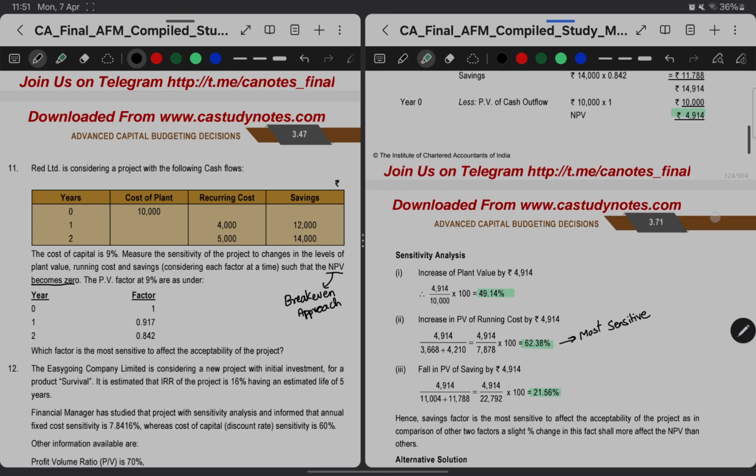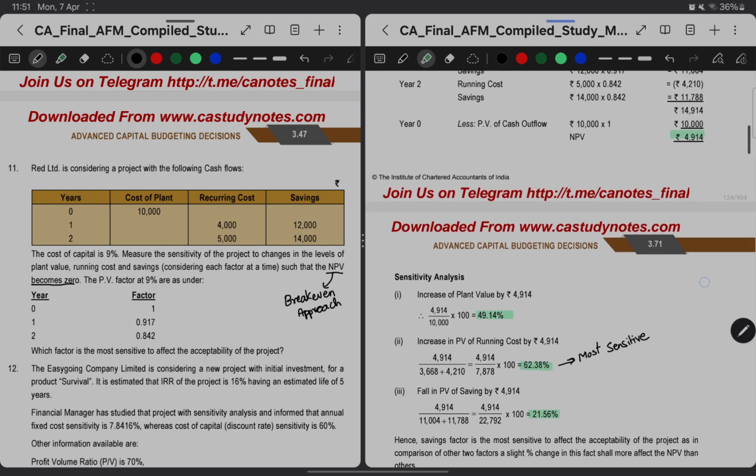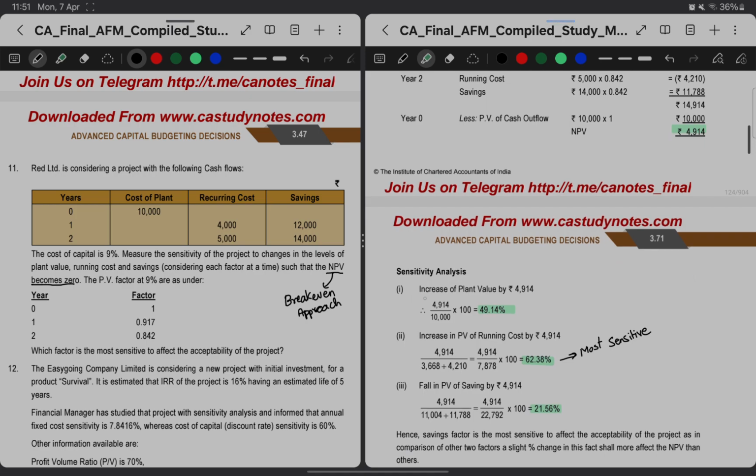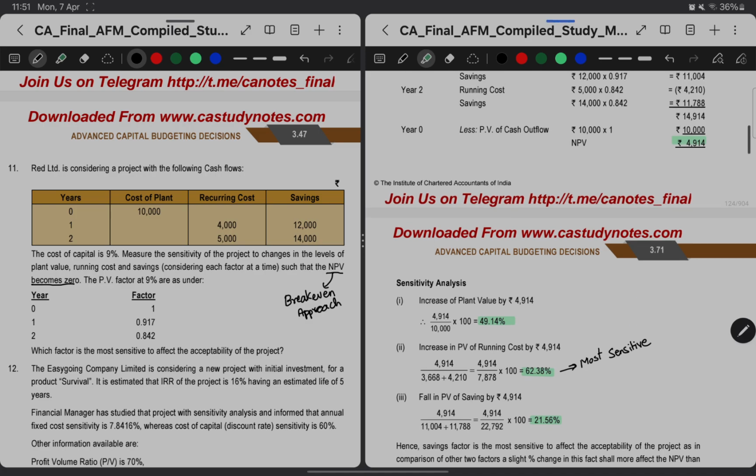Now going back to the sensitivity analysis, we can find out by increasing the plant value by 4914. We can do it as we did in the previous problems also, but this is an easy approach. The logic is simple. If we increase the plant value by 4914, then the NPV will become 0, correct? So this 4914 is the sensitivity.